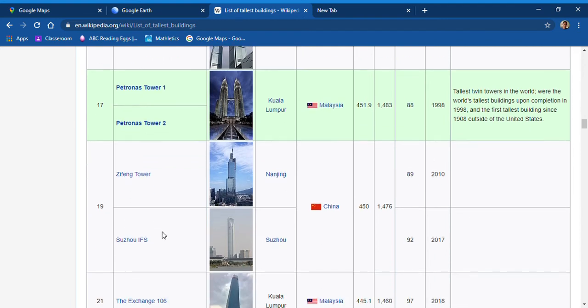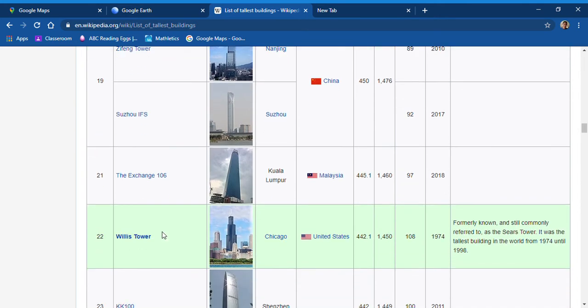Number 19. Well, there's two towers, Nanning Tower and Suzhou IFS. Nanning and Suzhou, they're both in China. 450 meters, 1,476 feet, 89 floors, 2010, 92 floors, 2017.